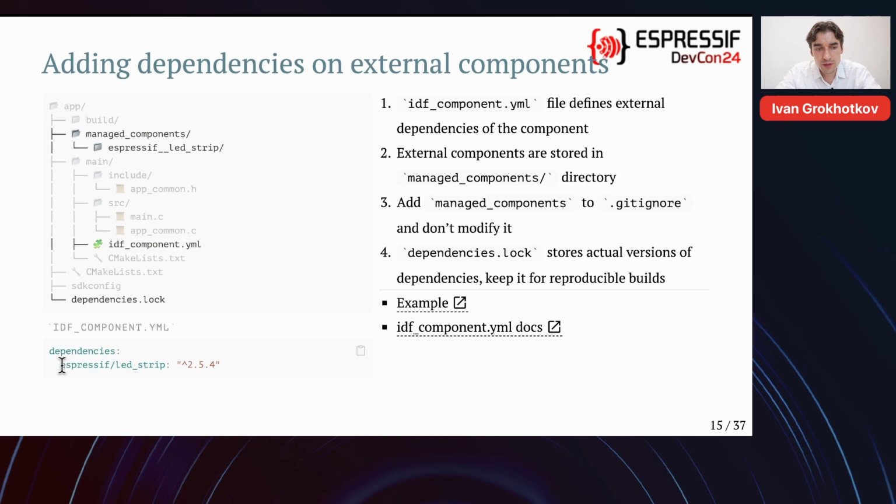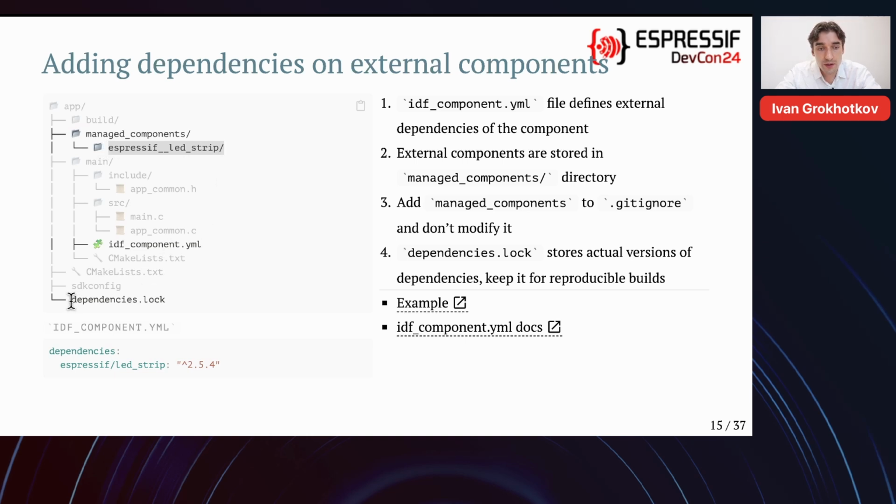But in the most simple case, you just list the components that you want to add to your application and the versions of those components. When the build system runs, those components will be downloaded into a new directory called managed_components. Managed components is also a generated directory, so it's recommended to add it to gitignore and not modify the directory. The components will be downloaded inside this directory and added to the build.